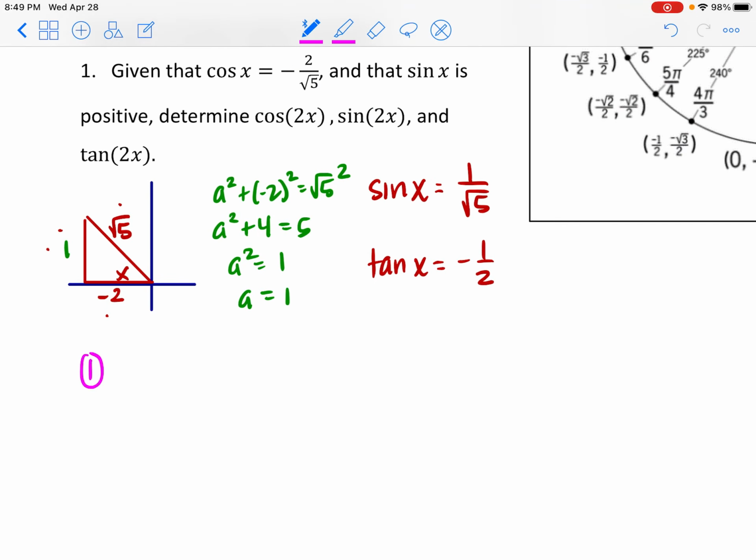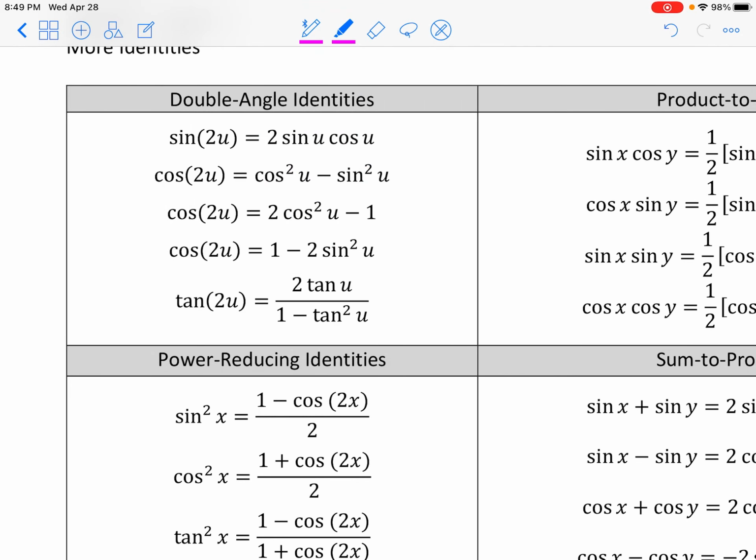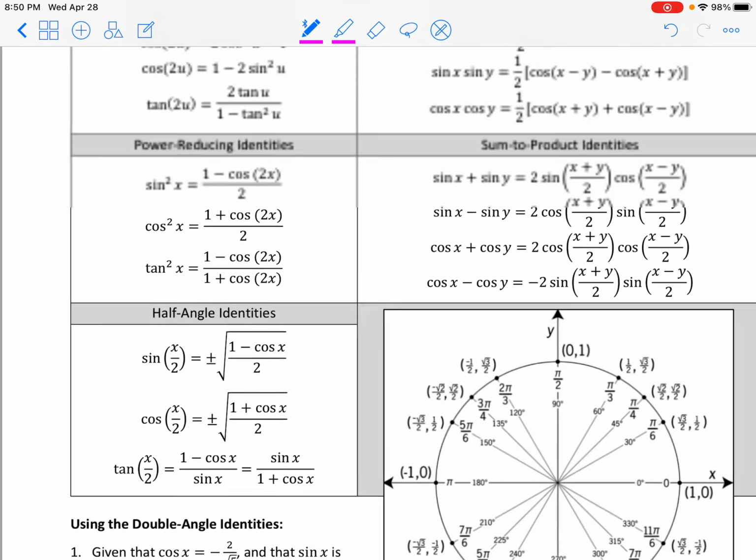I'm going to start with the cosine for 2x. Okay, just using the rule that's at the top of our paper here, in that first box of our double angle identities, we actually have 3 options for the cosine of a double angle. It can be cosine squared u minus sine squared u, twice cosine squared u minus 1, or 1 minus 2 sine squared u, and all of those are going to be possible here. I'm just going to choose to work with this first one, although it doesn't matter, all 3 of them would actually work.